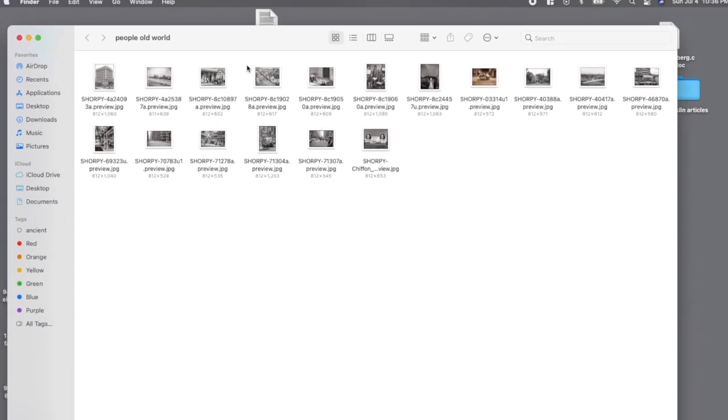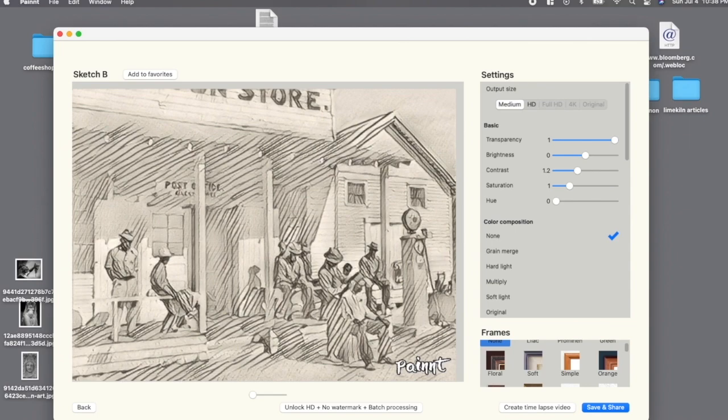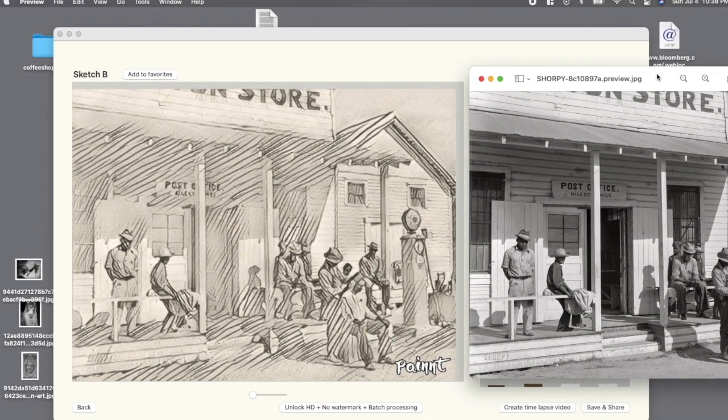And let me show you the picture that I've used for this example. It's this one here. And here we go. Here we now see this picture transformed into this.